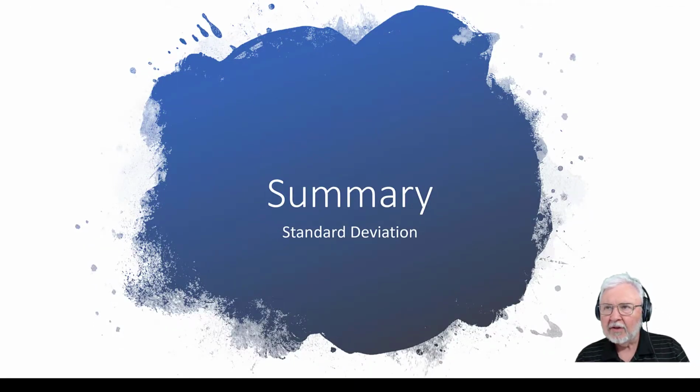So in summary, we've learned that distributions come in all shapes and sizes. The standard deviation is a standard reference for differences. When we talk about observations, 68% fall within plus or minus 1 standard deviation, 95% fall within plus or minus 2 standard deviations, and 99.8% fall within 3 standard deviations.